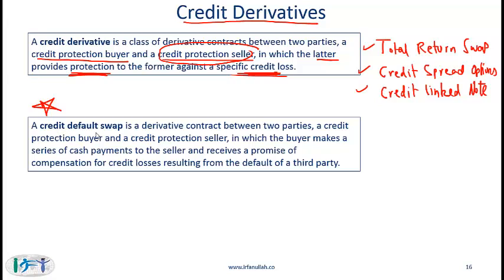A credit default swap is a derivative contract between two parties, a credit protection buyer and a credit protection seller, in which the buyer makes a series of cash payments to the seller and receives a promise of compensation for credit losses resulting from the default of a third party. In a sense, this is like an insurance, and let us understand this through a simple example.